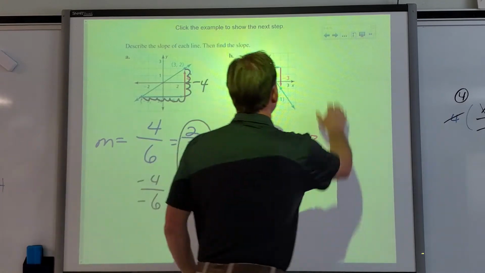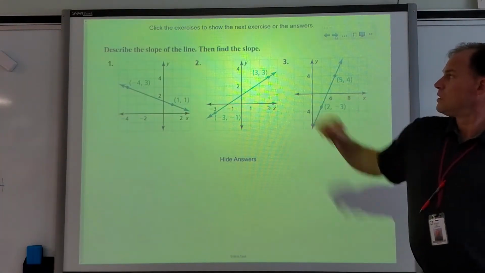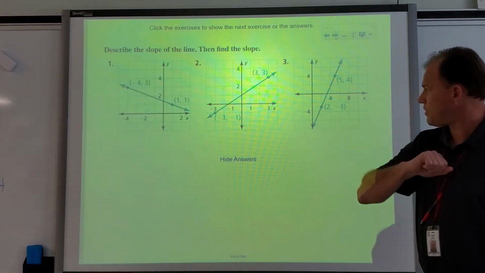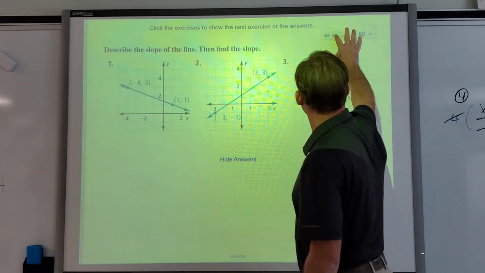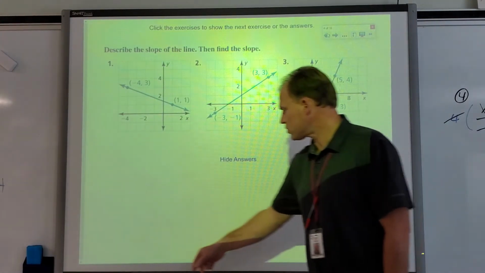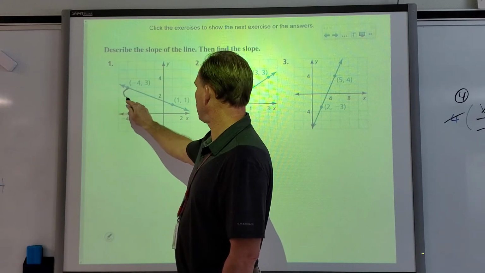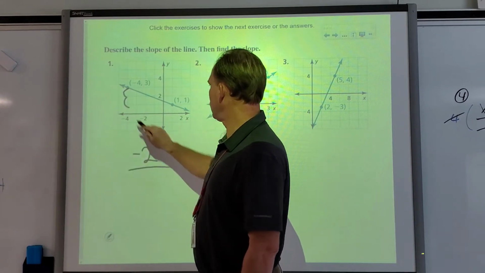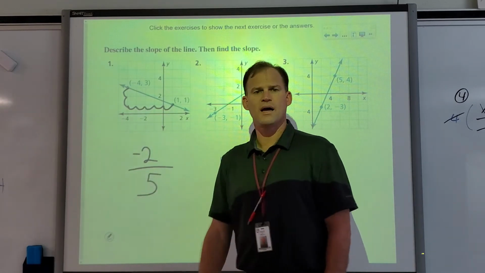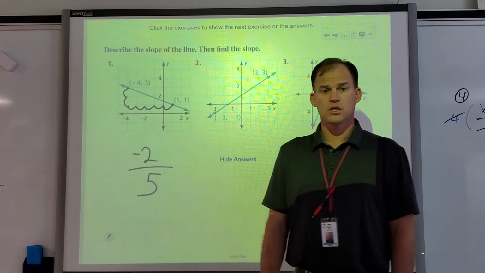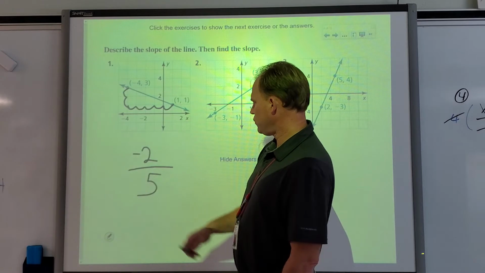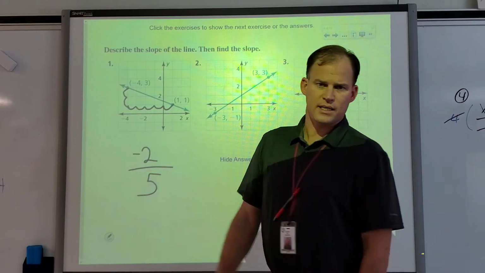So, describe the slope of the line, find the slope. If I have this, I can find the slope by counting. It is down 2, right 5, so -2/5. So it's a negative slope. Okay, it's going down, and it is -2/5 for the slope. I can find it just by counting.